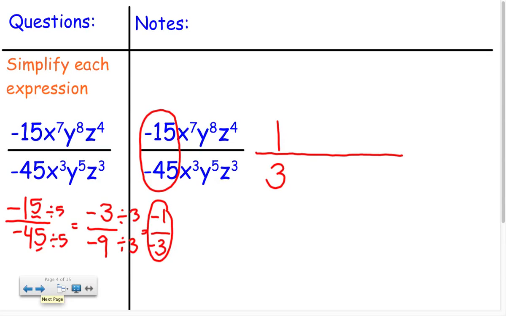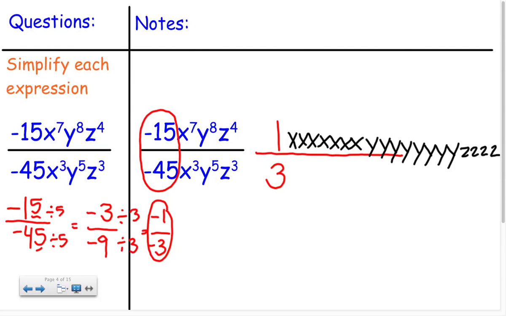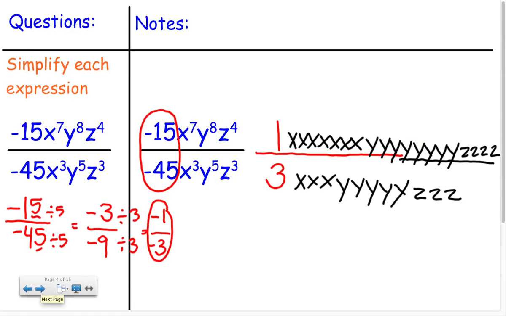Then I'll write it out from there. 7 x's, 8 y's, and 4 z's. And on the bottom I have 3 x's, 5 y's, and 3 z's. And then I cancel. Be careful when you're canceling that you cross off the correct ones, especially when the problems get long like this one.